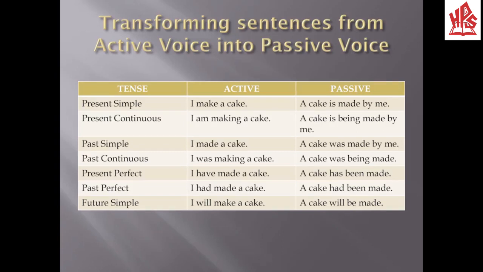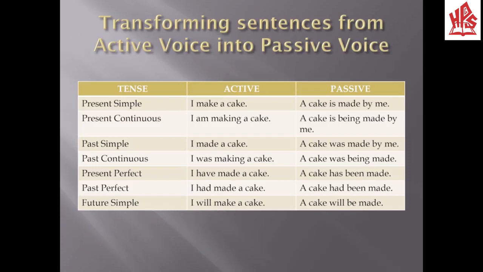Let's take an example of a present simple tense active sentence. I make a cake. First of all, change your subject into object and your object into subject. A cake will come at the beginning of the sentence. A cake. Now you have to write the helping verb from is, am and are. A cake is a singular subject. This is why we have chosen is as the helping verb. A cake is.